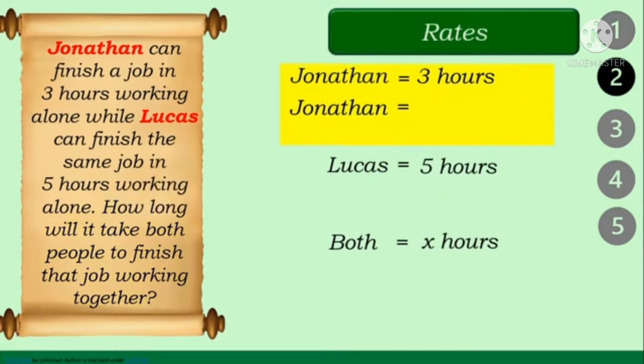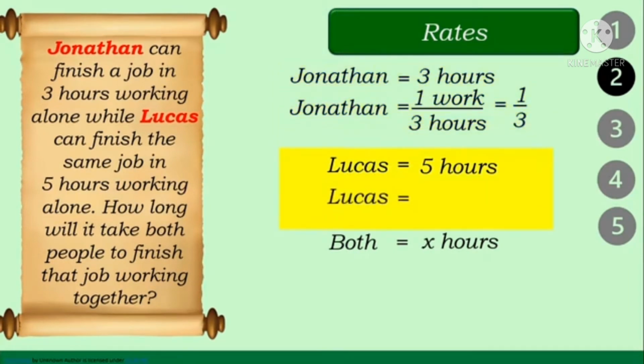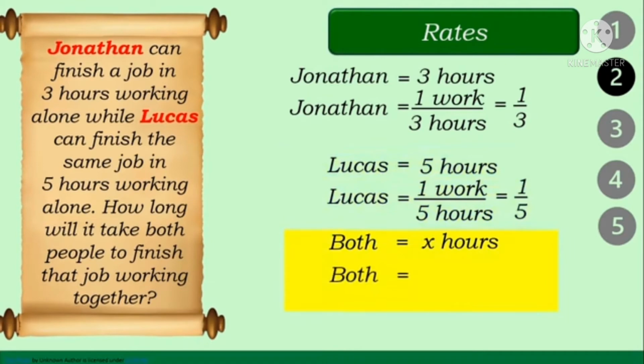Let us express the given in terms of rates. Let's start with Jonathan. Jonathan can work alone in 3 hours, so the rate is 1 work per 3 hours, which as a fraction is 1/3. Let's proceed to Lucas. In the same manner, we have 1 work over 5 hours, which is 1/5. And for both, we'll have 1 work over x hours, which is 1/x. So these are now the representations of the given in terms of rates. Let's continue to step 3.